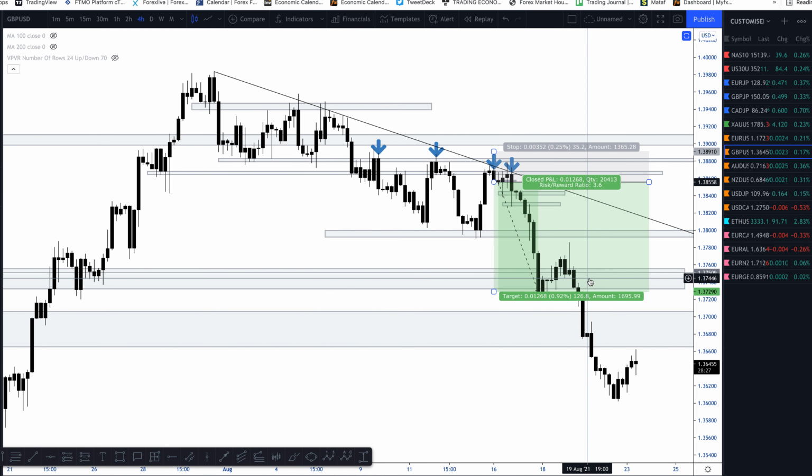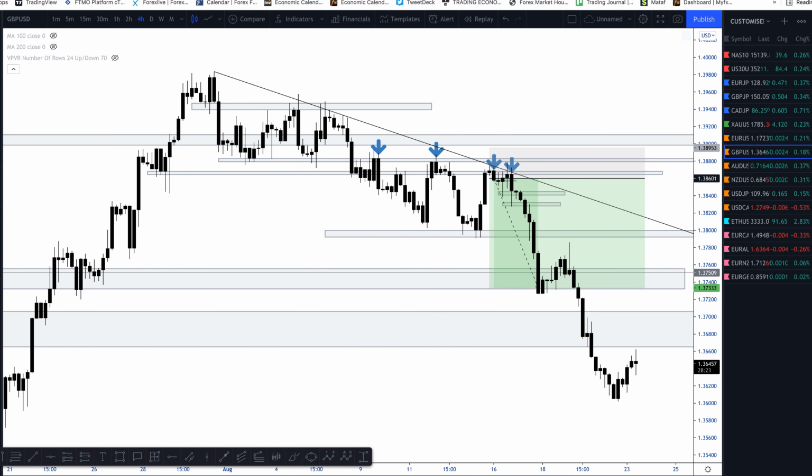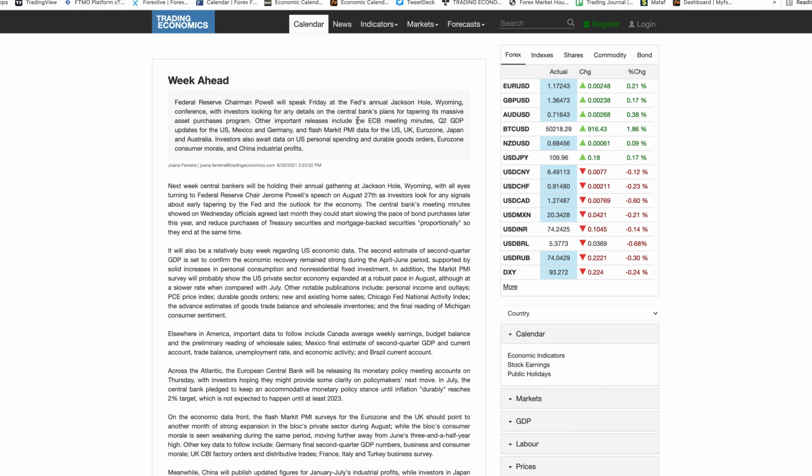So those were the trades that I took last week, and for this week, let's just start with our week ahead. So we've got the Federal Reserve Chairman Powell will speak Friday at the Fed's annual Jackson Hole, Wyoming conference, with investors looking for any detail on the central bank's plans for tapering its massive asset purchases program.